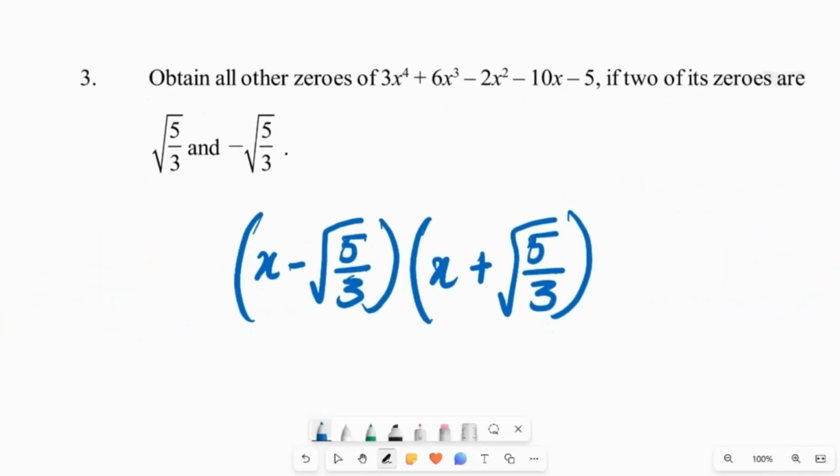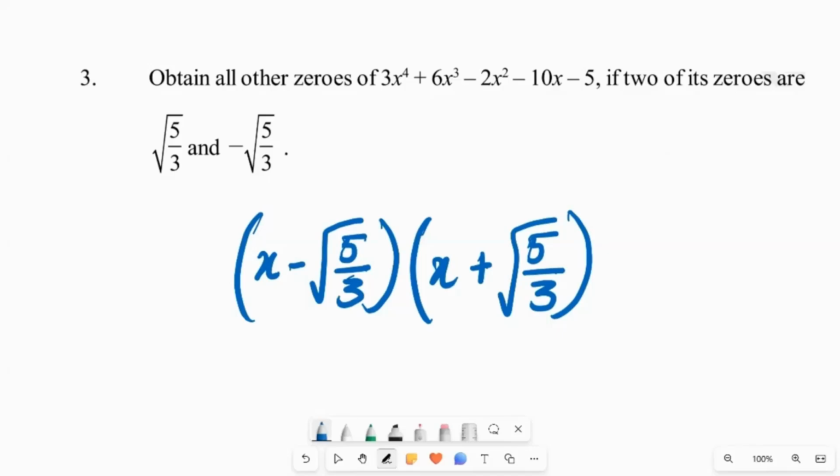So, if we use the same concept in this problem, question number 3, they told us root 5 by 3 and minus root 5 by 3 are the zeros of this biquadratic equation. If I write them as factors, this would be x minus root 5 by 3 and the second one would be x plus root 5 by 3, right? So I'm going to divide the biquadratic equation with these two.